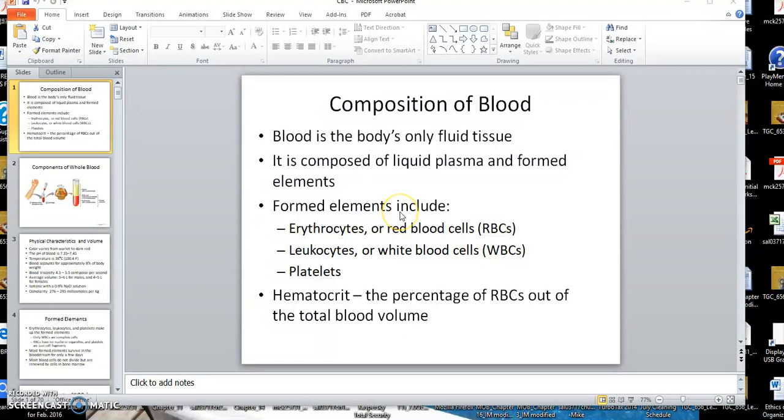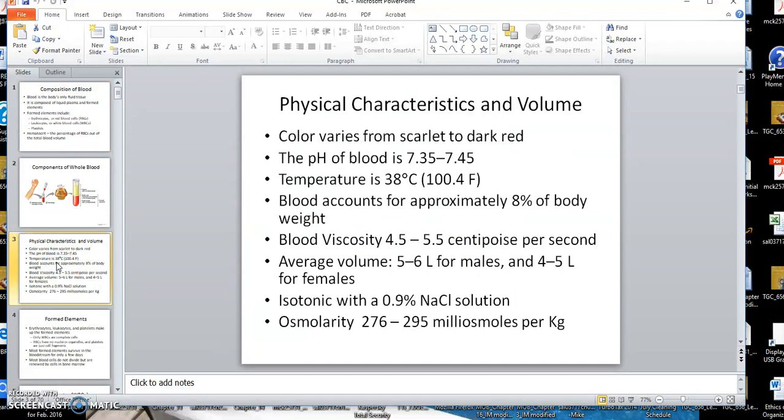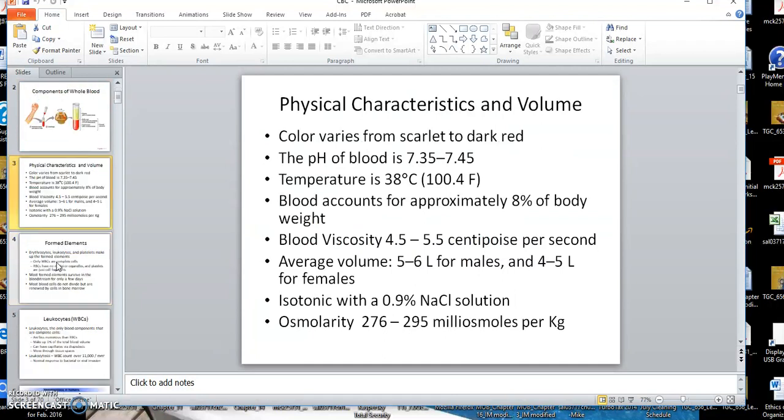We already discussed the composition of blood. It's made up of plasma and formed elements. The formed elements are red blood cells, erythrocytes, which we've discussed, the leukocytes, which we will discuss, and the platelets, which we will discuss later. Here's the composition. We've talked about the physical characteristics of blood and the volume.